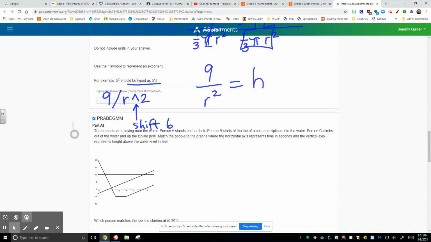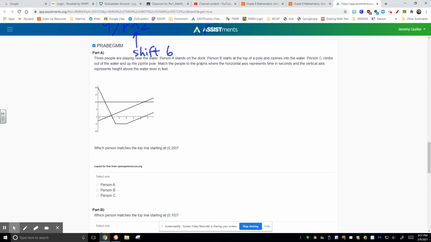For this problem right here, this is the last problem. It says that 3 people are playing near the water. Person A stands on the dock. Person B starts at the top of a pole and zip lines into the water. Person C climbs out of the water and up the zip line pole. So we have to consider a few things. We're supposed to match these situations based on just the graphs that we're given. So let's use some knowledge to think about this.